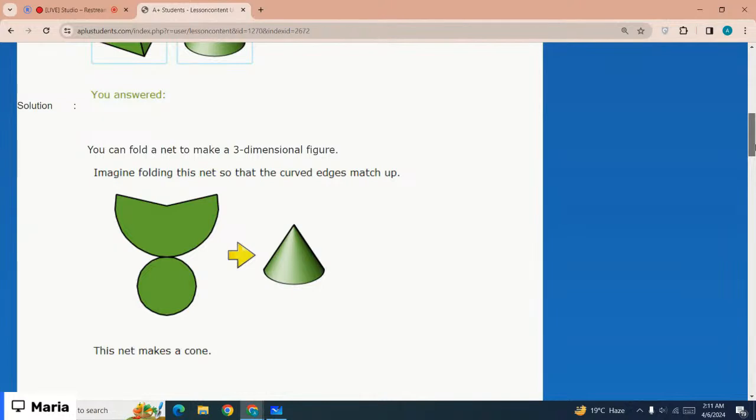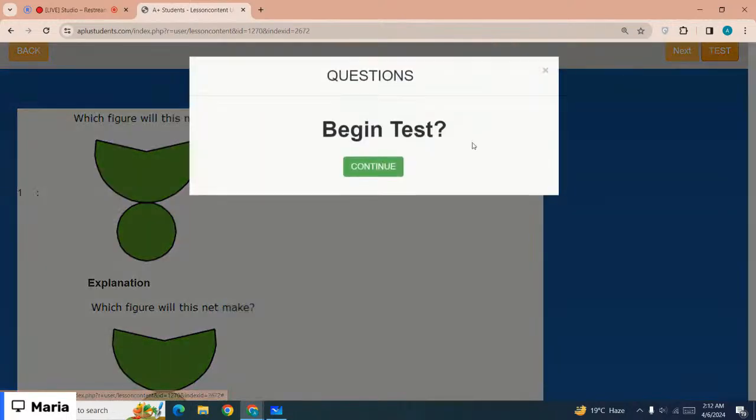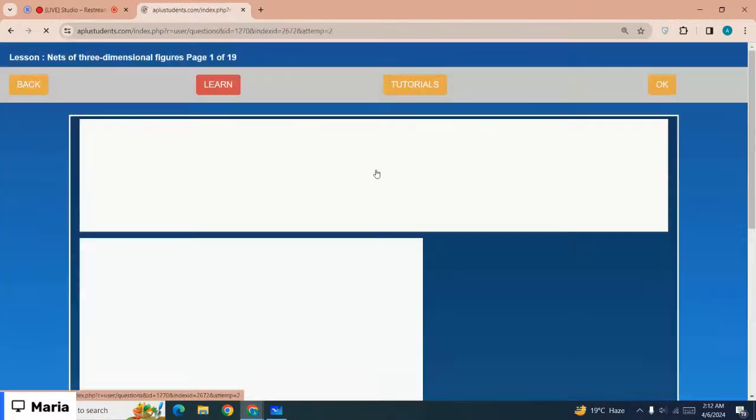Okay, let's just start with the practice questions. So we are given the net. We have to see if we fold the net, which shape or figure they make, right? Let's just start with the test questions.